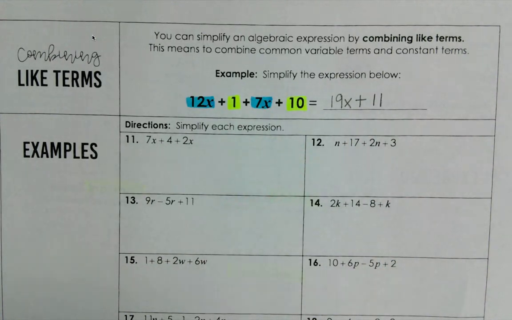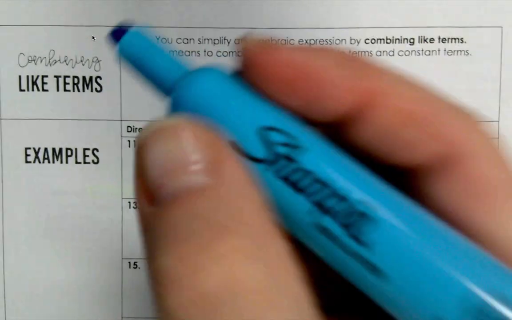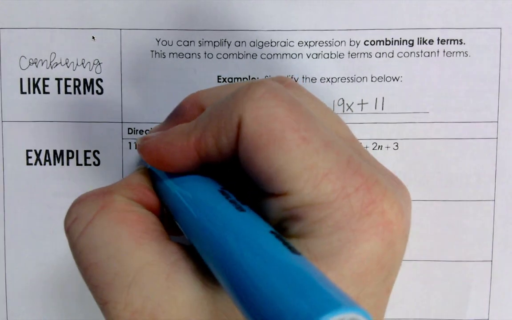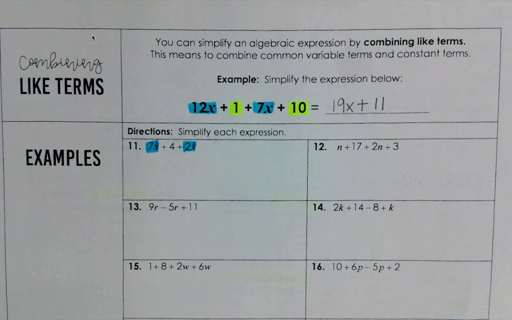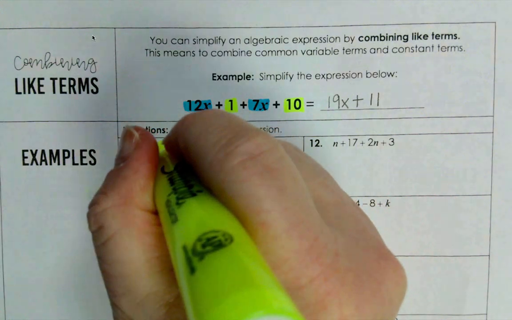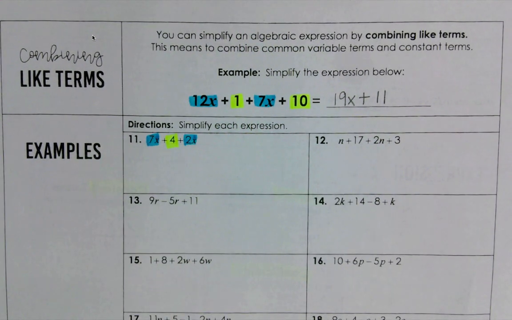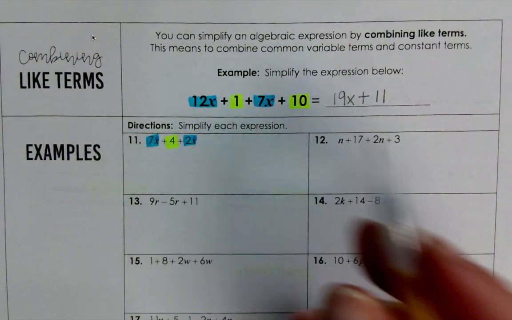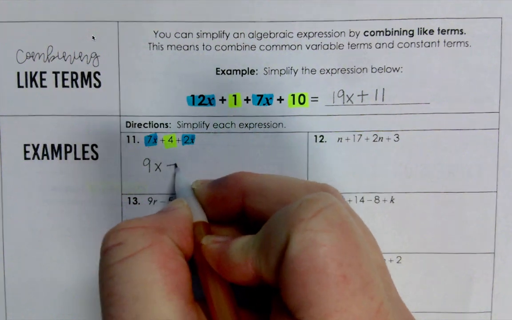So I'm going to go here again, and we're just going to go through and simplify. So I'm going to first just highlight my like terms, 7x and 2x, and then I have a constant 4. Okay. Now, as you notice, when we combine like terms, coefficients and variables, they go first. They go at the front. Constants go at the back. So 7 plus 2 is 9x plus 4.